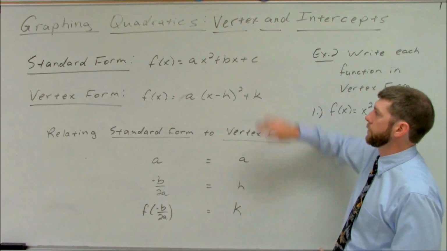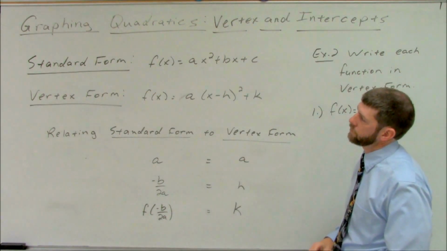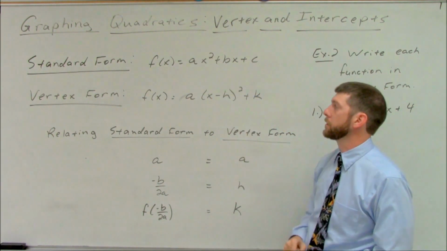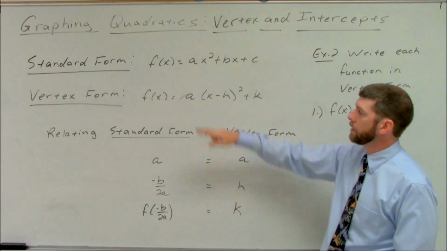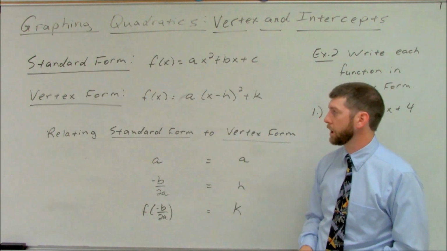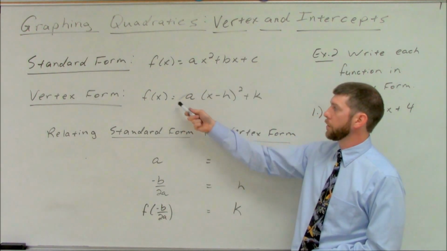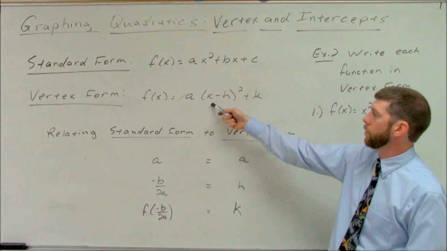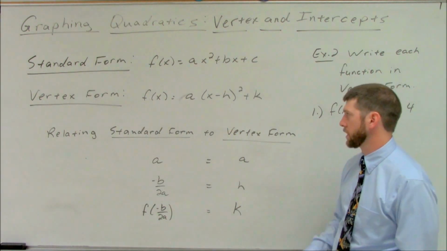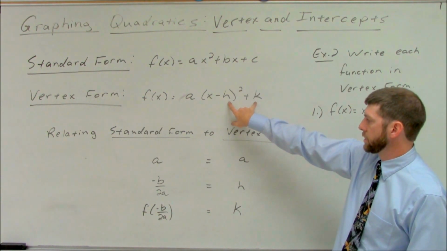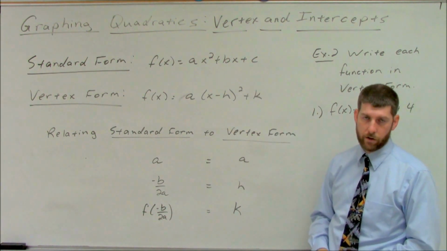So here we have the two different ways we can write a quadratic function. We can write it in standard form as we've been looking at, f of x equals ax squared plus bx plus c. We could also write it in what's called vertex form, where we have f of x equals a times the quantity x minus h squared plus k. The reason we call it vertex form is because this h and k is the vertex of our function.